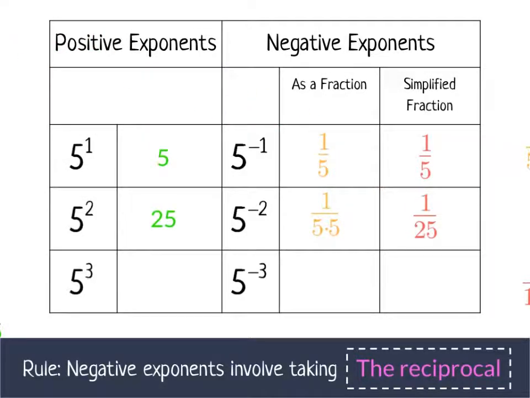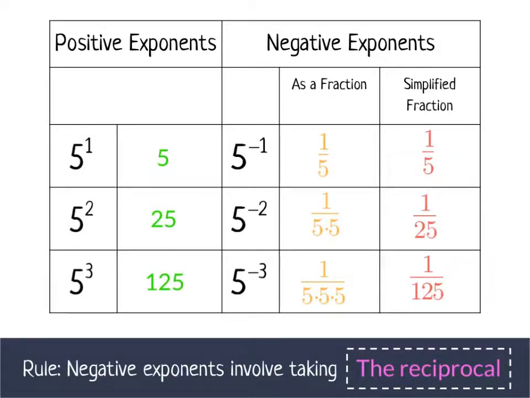Finally, I've got 5 to the third power. So again, 5 times 5 times 5 is going to give me 125. And 5 to the negative third power, again, I'm going to take the reciprocal. So I'm going to have 1 on the top times 5 times 5 times 5. And I'm going to simplify that as 5 times 5 times 5. It's going to give me 125.